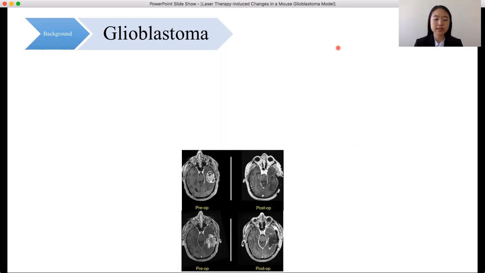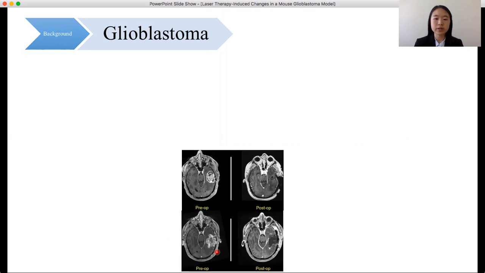Here on the screen, we see a CT scan of a patient who has a glioblastoma tumor and was then treated with surgery by Dr. Kim. In the second row is a CT scan of his recurrent tumor. More than 90% of patients have recurrent tumors even after treatment.